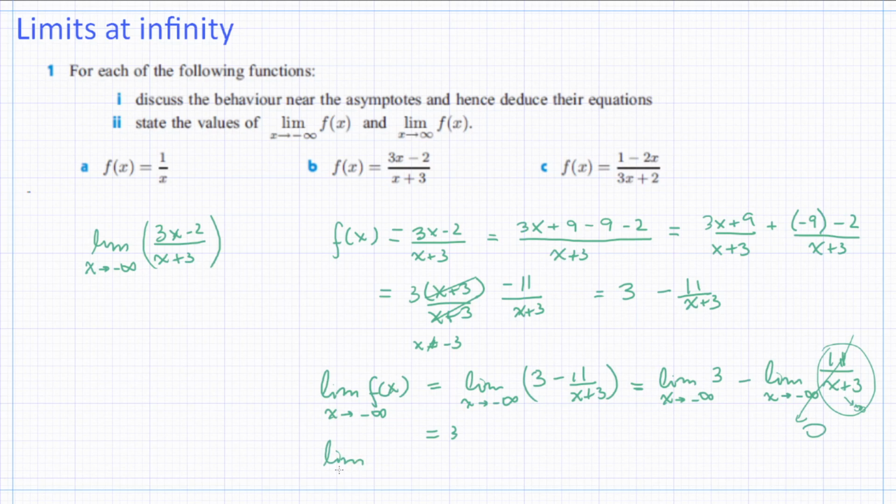If I take the limit now, x going towards positive infinity, what would I have then? Well, everything is going to be the same. Do you see that? All the maths that we've done is going to be the same. And basically it's going to be 3 as well. Right? And that's it. So this gives you your horizontal asymptotes.